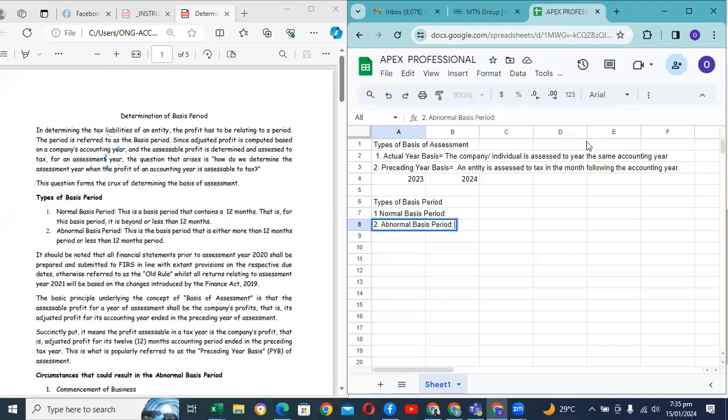And what is abnormal basis period? Abnormal basis period is that basis period that is either more than 12 months or less than 12 months, right? And you agree with me that this does not follow the Gregorian calendar, right? Yeah, it doesn't. So what are the circumstances that could give rise to abnormal basis period? There are three circumstances that could give rise to abnormal basis period. The first is commencement.